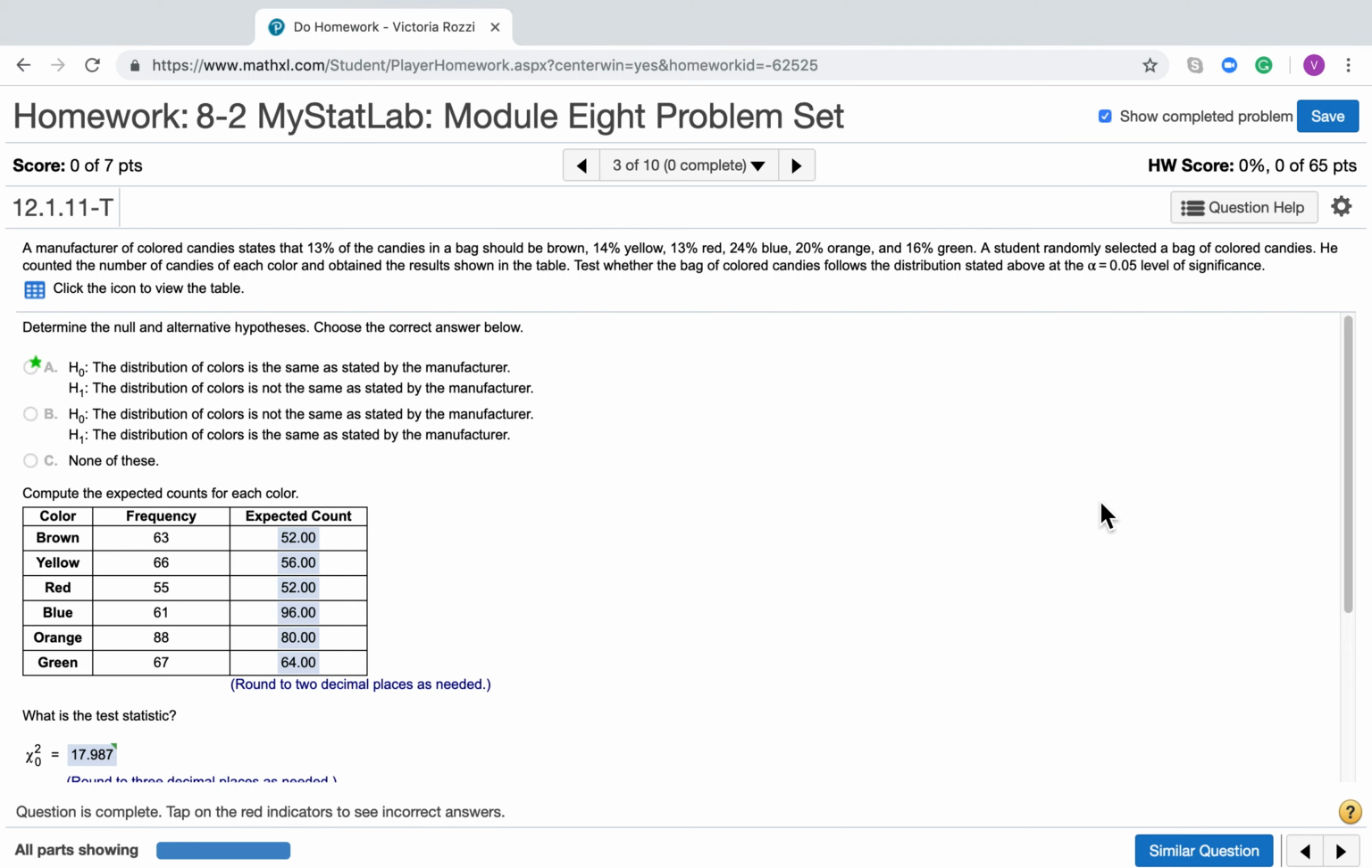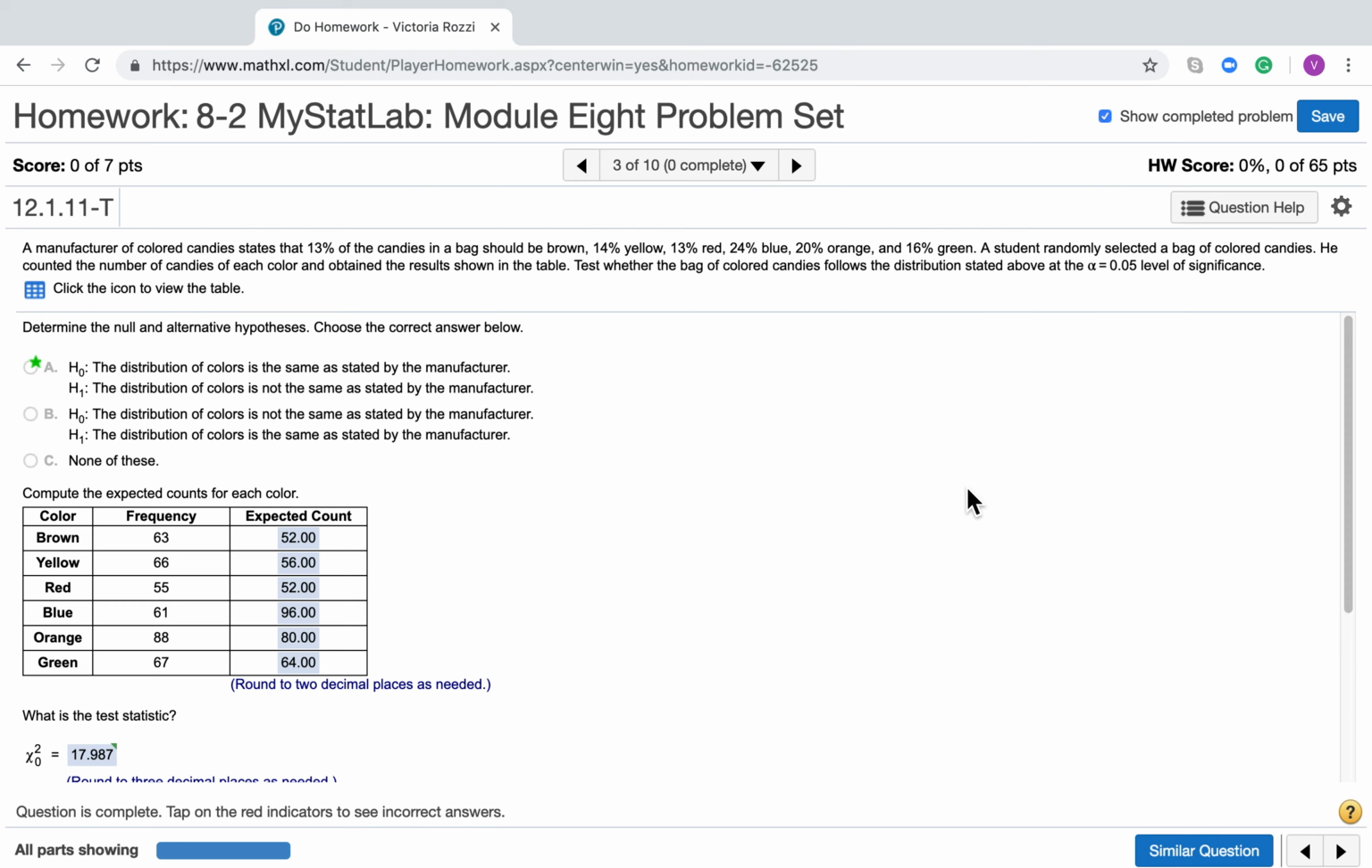Okay, this is a video for homework 8 number 3, and here we have that a manufacturer of colored candies states that 13% of the candies in the bag should be brown, 14% yellow, and so on and so forth. So a student randomly selected a bag of colored candies, and he counted the number of candies of each color. And then we have to test whether the bag of candies follows the distribution stated.